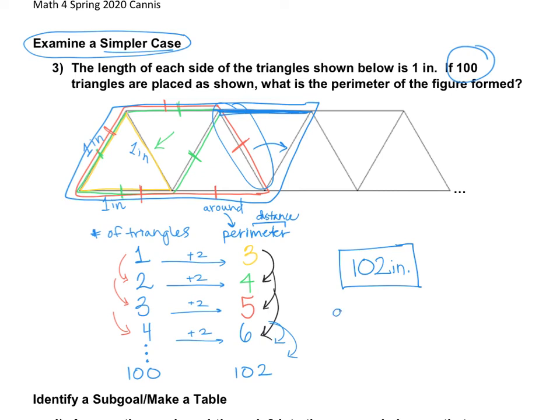And we could even generalize this, similar to how we have done before with Gauss's problem. To generalize this, if you had the number of triangles being n, then we could say that the perimeter for this particular setup can be written as n plus 2 inches. That would be our perimeter.